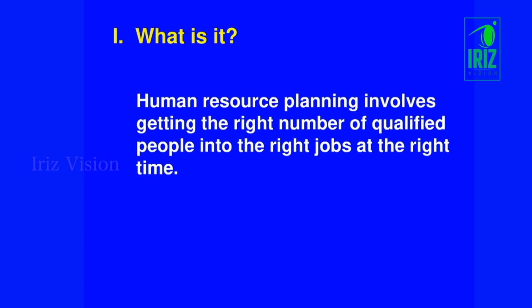Human resource planning involves getting the right number of qualified people into the right jobs at the right time. So the right person means the qualified person into the right jobs at the right time. This is the main task of HR planning. If you're failing in this aspect, the entire organization will be facing consequences in the future. So this is the main thing you will be talking about: right person for right job at right time. If you understood this, then you can easily develop HR planning.